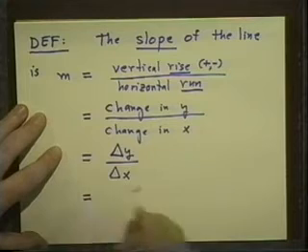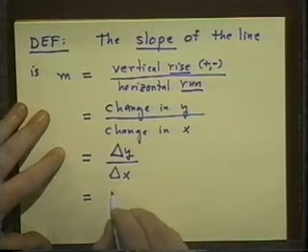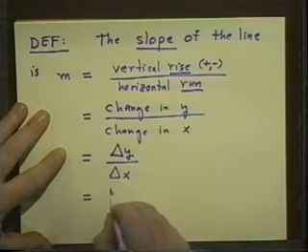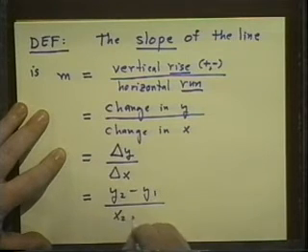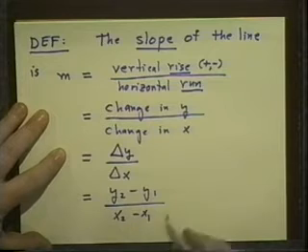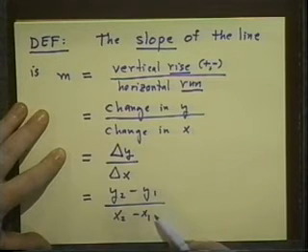And finally, to use the letters I used on the previous page, what is the change in y exactly? It's y2 minus y1 over x2 minus x1. It is the difference of the y's over the difference of the x's.